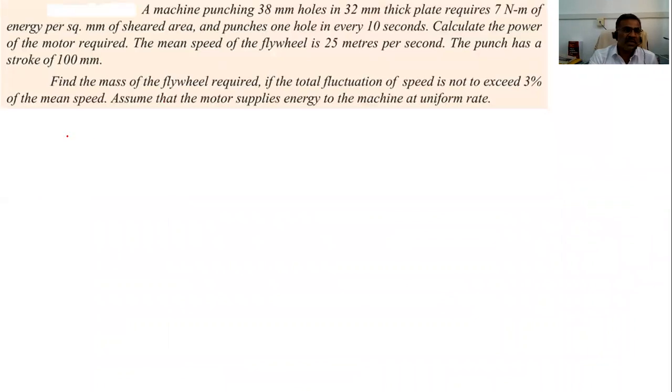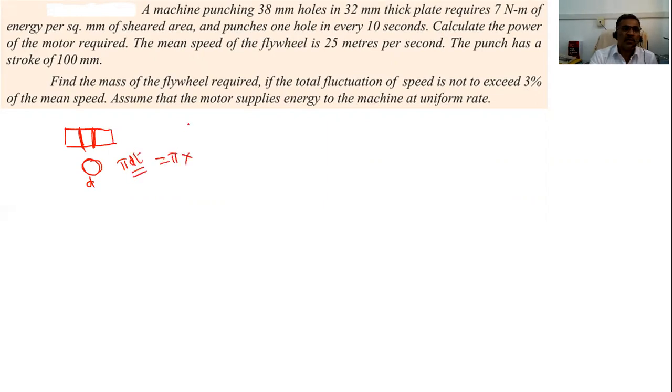For example, if this is a plate, here we want to make a hole. So what is the shear area? This is the shear area. When you see it from the top, it will be circular. If this is the diameter, then what is the shear area? Pi d into t.